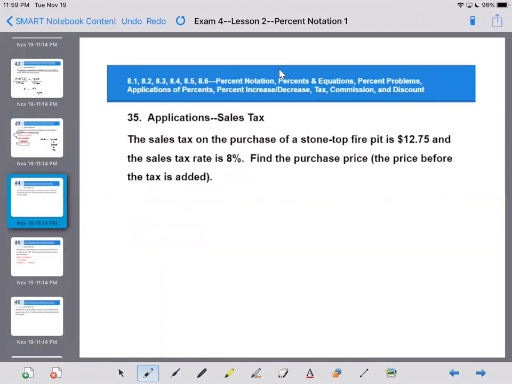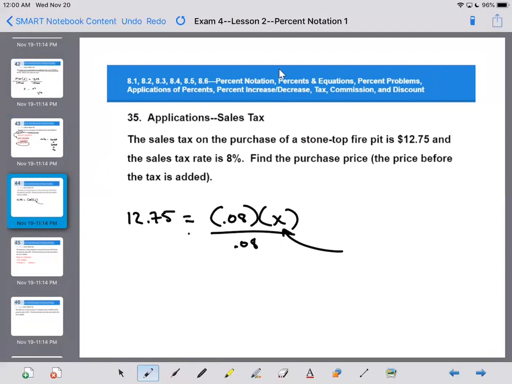Here, the sales tax on the purchase of a stone fire pit is $12.75. That's the sales tax. And the sales rate was 8%. Find the purchase price. Okay, I'm just figuring out what's the purchase price before all this happened. That's what this number is going to represent. So I would just divide both sides by 8/100.